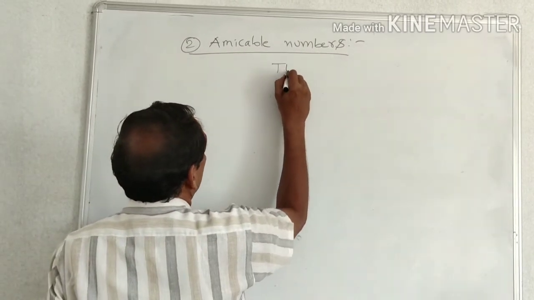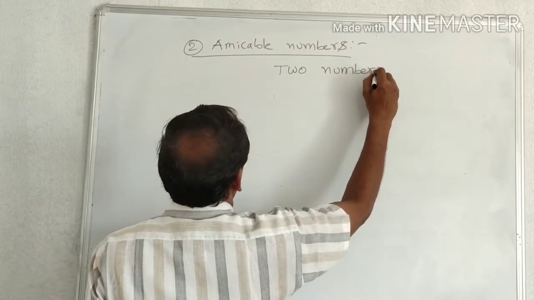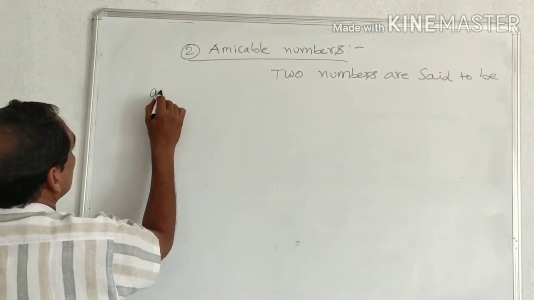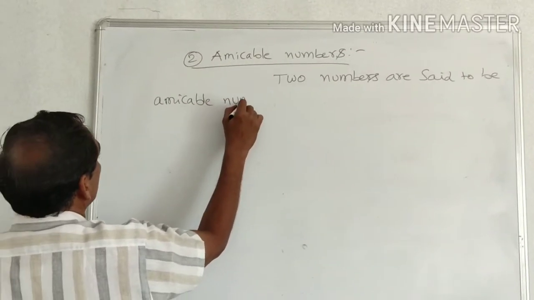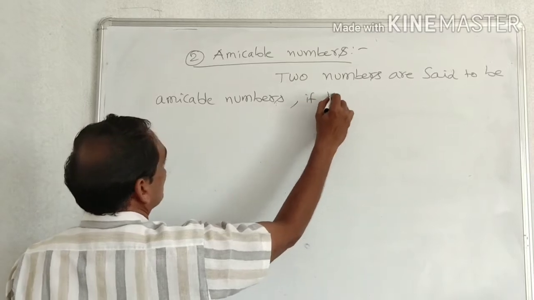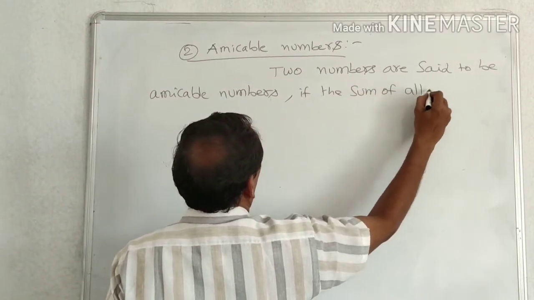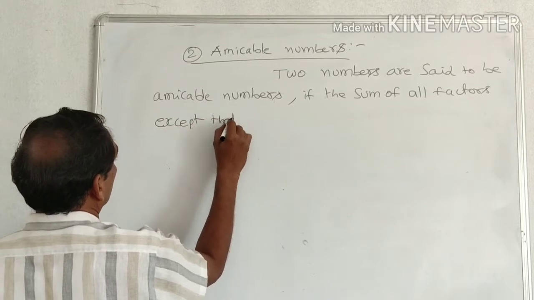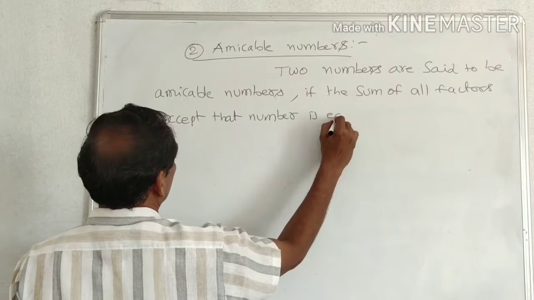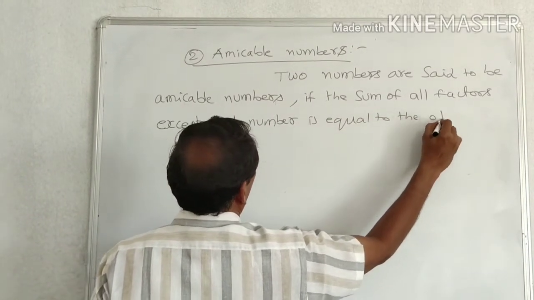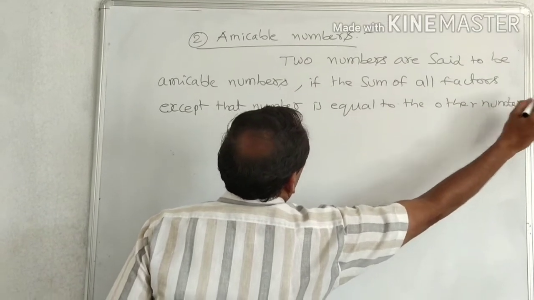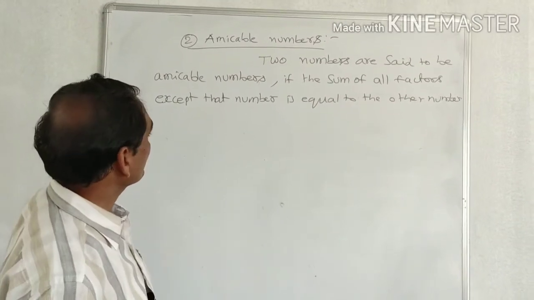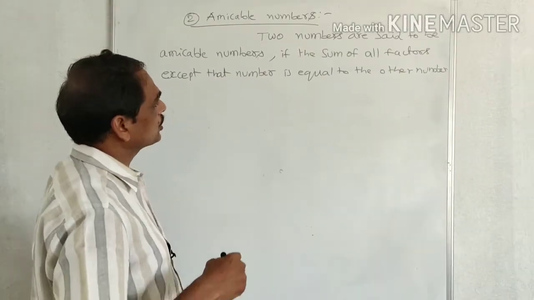So, two numbers are said to be amicable numbers if the sum of all factors except that number is equal to the other number.